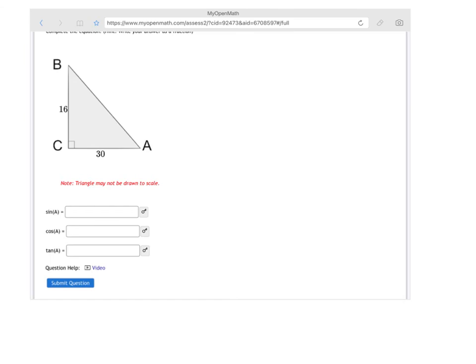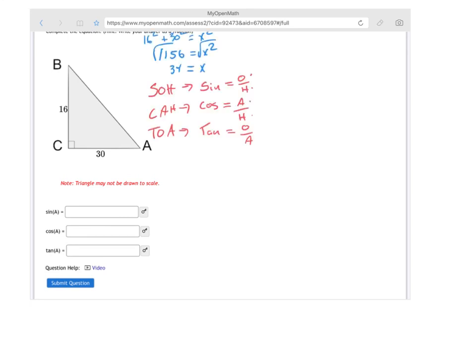So the first one's asking me for the sine of A. Sine is opposite over hypotenuse, so that's 16 over 34. The next one, cosine, is going to be the adjacent over the hypotenuse, which is 30 over 34. And then the last one is the opposite over the adjacent, which is going to be 16 over 30. And that's how you do that problem.